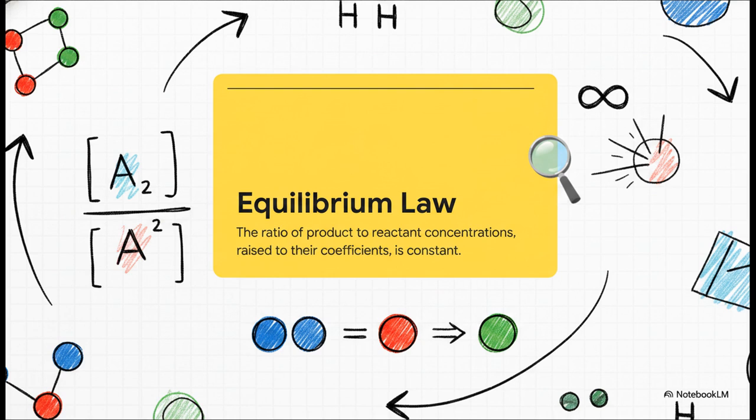It basically states that at a specific temperature, if you take the ratio of your product concentrations over your reactant concentrations and raise each to the power of their stoichiometric coefficients, the balancing numbers from the chemical equation, you will always get a constant value. This was absolutely crucial. It was the vital translation from a microscopic concept to a mathematical certainty.